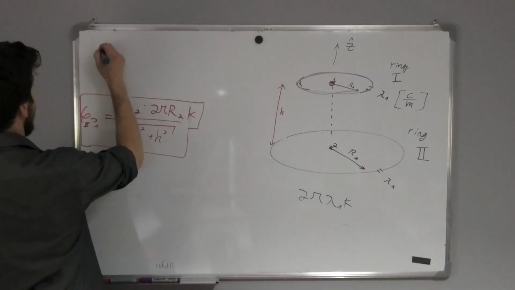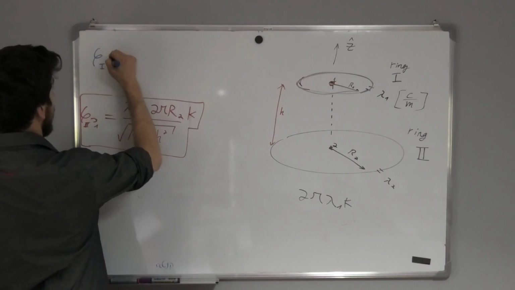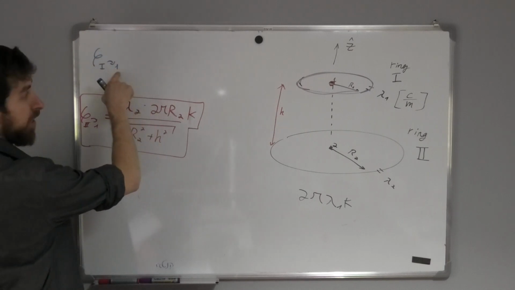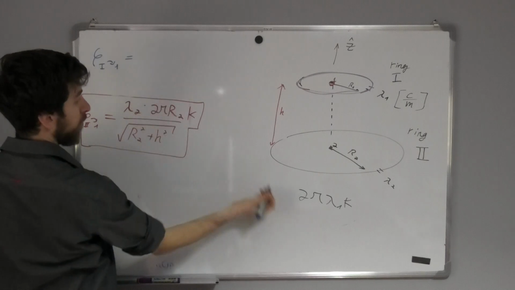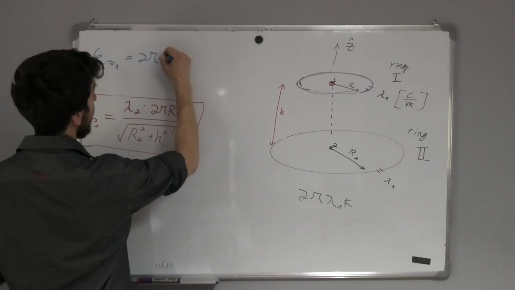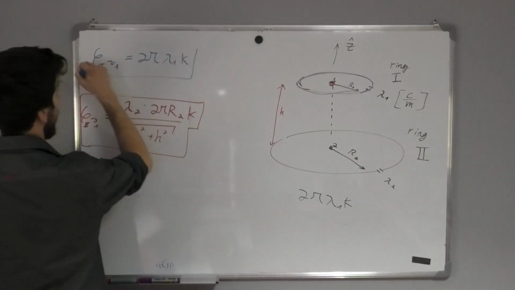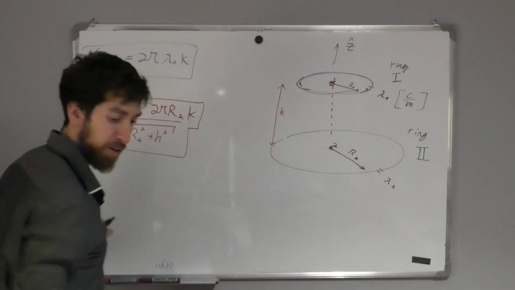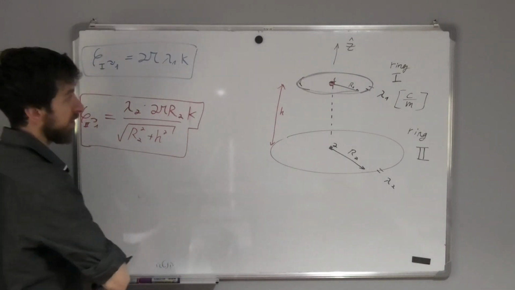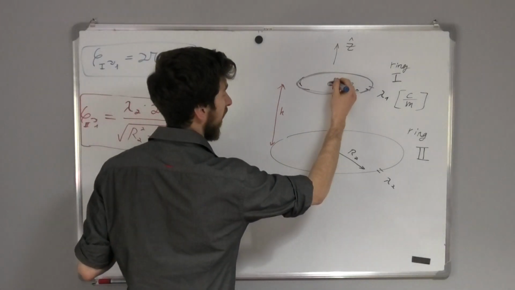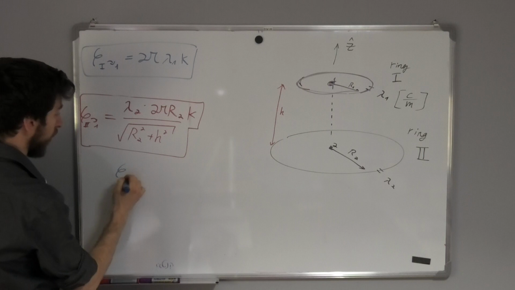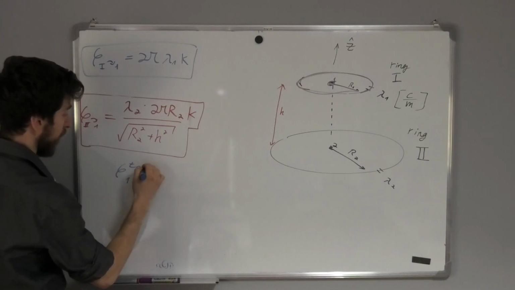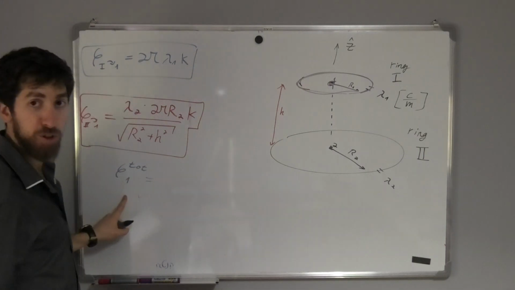The potential phi of ring 1 at point 1 is equal to 2 pi lambda 1 k. Okay, so we found these two. And the third question is, what is the potential at this point? So what is the total potential at point 1? We can use the superposition.